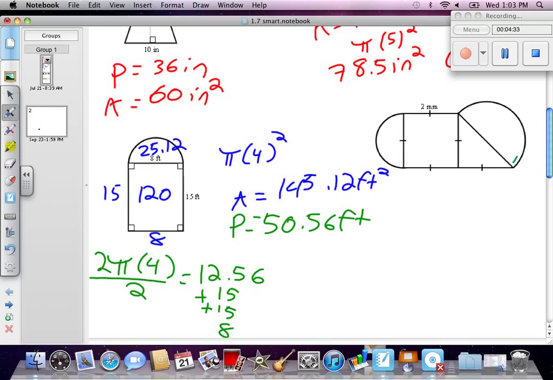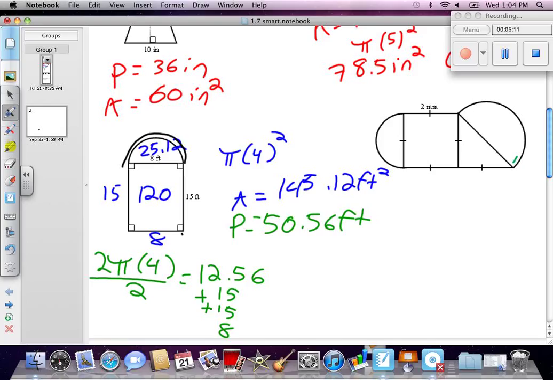Am I going too fast? A little. I'll slow down. What is the A equal? Area? Well, no, obviously, but like, what is the unit after the number? Oh, area is 145.12 feet squared. Is that 12.56 plus 15 plus 15 plus 8? Yes. Why is it like that? Because 12.56 is the distance around the circle, and then 15 plus 8 plus 15 is the sides. It's as if we're walking around the outside.